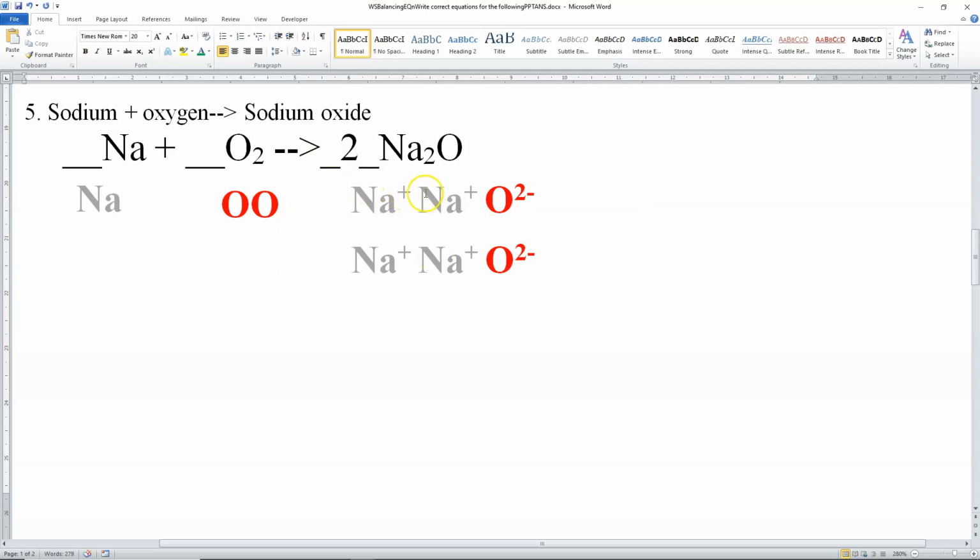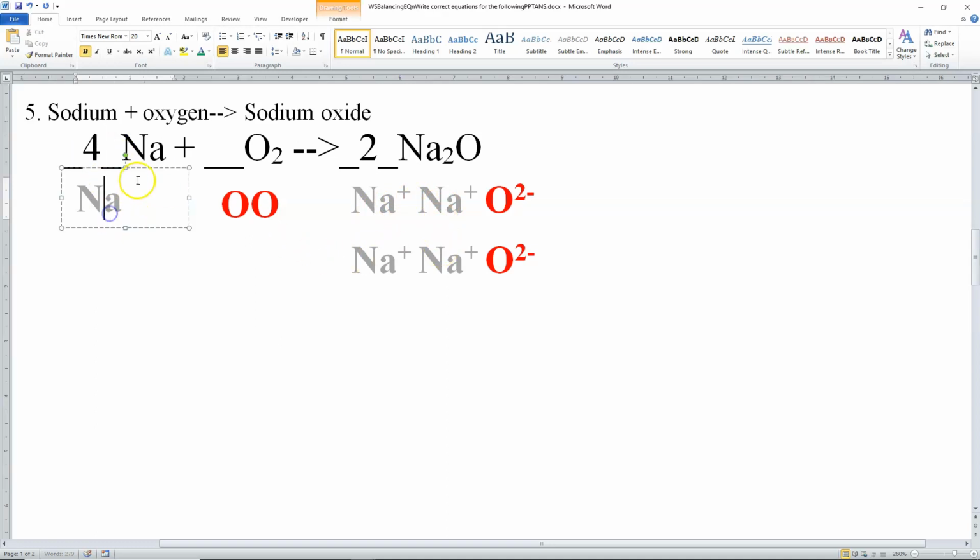We can see we've now got 1, 2, 3, 4 sodiums on the right, so we would need to put a 4 in front of the sodiums here, and we now have our balanced equation. So 4 sodiums plus 1 O2, because it's obviously a pair there, forms 2 lots of sodium oxide.